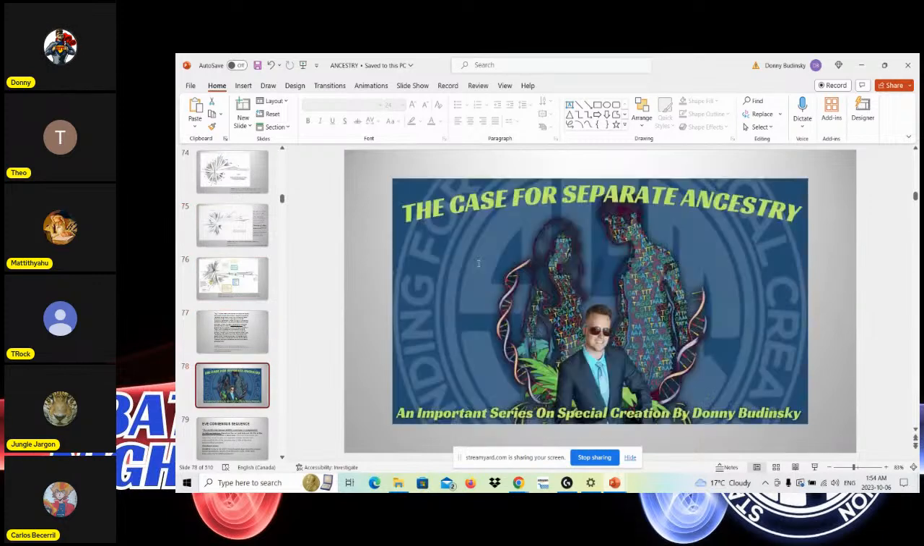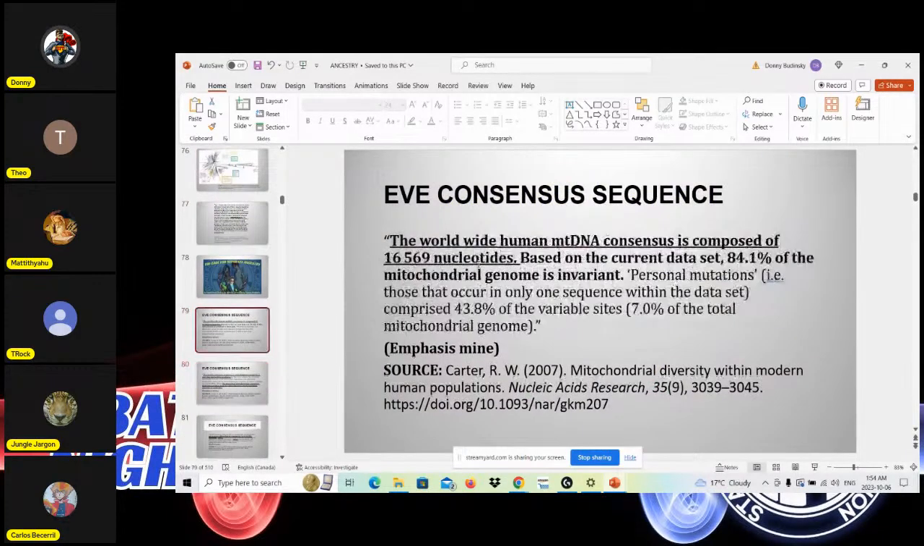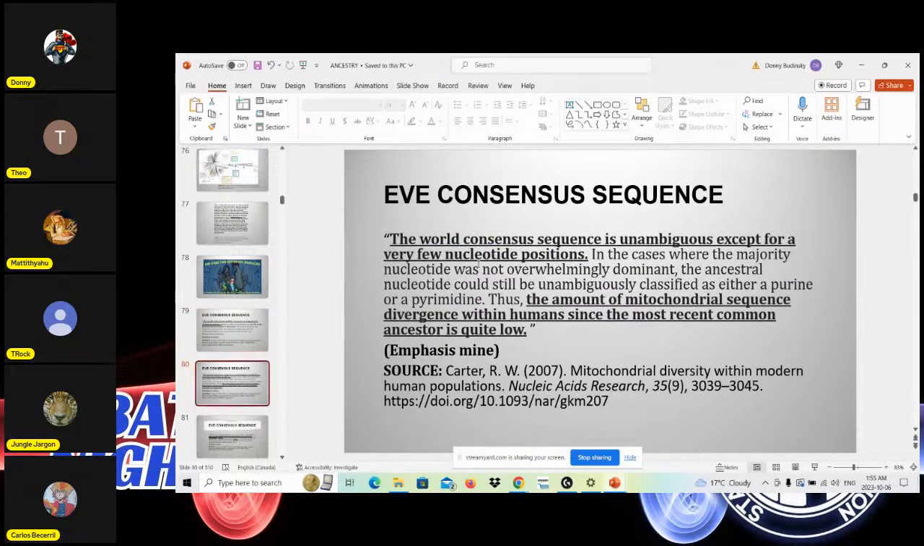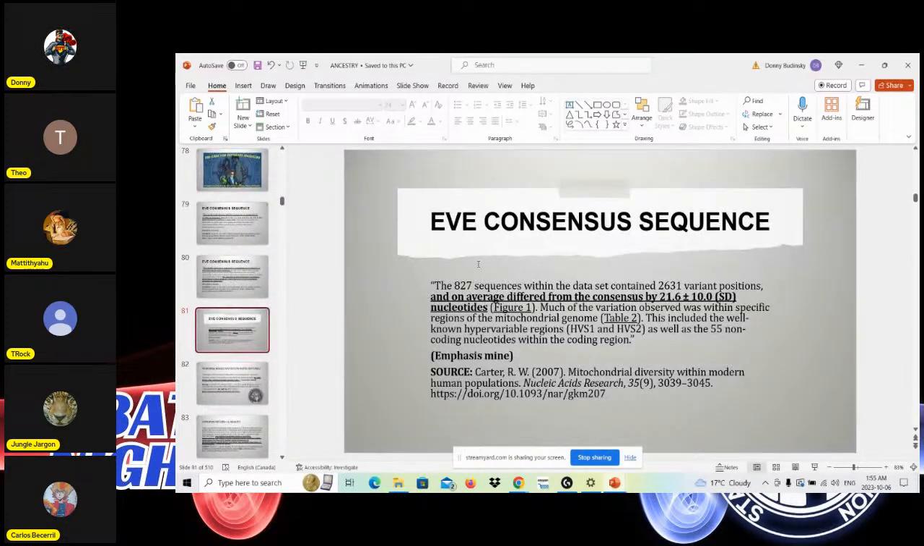Mitochondrial DNA, and this is where I want to go to this paper and get your thoughts. This is a paper from the conventional literature. It's called Mitochondrial Diversity Within Modern Human Populations, okay? And so they've actually discovered Eve. It's called the Eve consensus sequence. And I'll interpret this for you. They're basically saying that the mitochondrial DNA is mostly invariant. What that means is most of it's the same worldwide. There's only about 25 to 30 DNA differences separating any two people in the mitochondrial genome. This is what this means, okay?